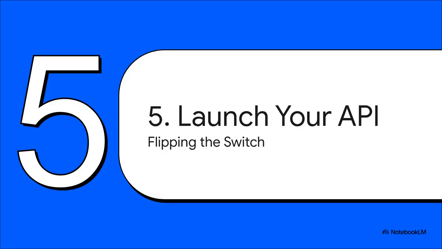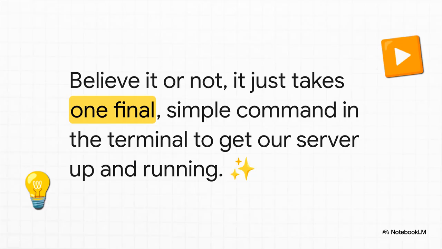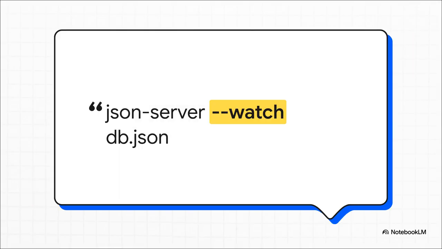Okay, let's recap. Tools, installed. Data, ready to go. Now for the really fun part. Let's flip the switch and bring this thing online. And you're not going to believe this, but it literally just takes one more command in the terminal to make it all happen. And here it is. This is the command that launches everything. We're telling JSON Server to start up, and here's the really important part, that --watch flag. That tells the server to keep an eye on our db.json file. So if you change anything in that file, the API updates instantly. No restart needed. It's awesome.